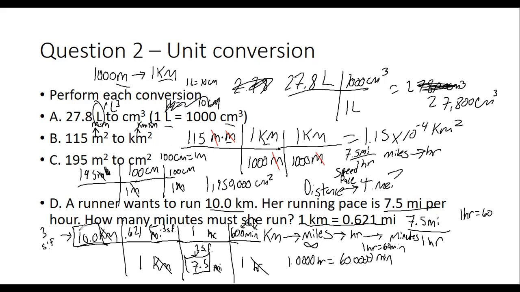When looking at Sig Figs, the only one I really care about is that 7.5 and my distance. Those are the variables that were given in the problem. So that is where I'm going to get my Sig Figs from. So my answer should only have 2 Sig Figs.